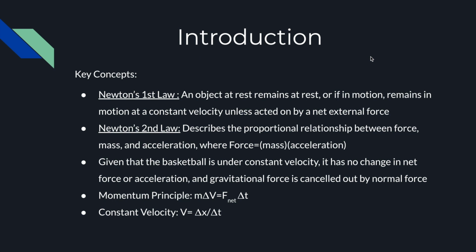The key concepts being covered in this experiment are Newton's first law, which states an object at rest remains at rest, or if in motion remains in motion at a constant velocity unless acted on by a net external force. It also includes Newton's second law, which describes the proportional relationship between force, mass, and acceleration, where force equals mass times acceleration. Given that the basketball is under constant velocity, it has no change in net force or acceleration, and gravitational force is canceled out by normal force.